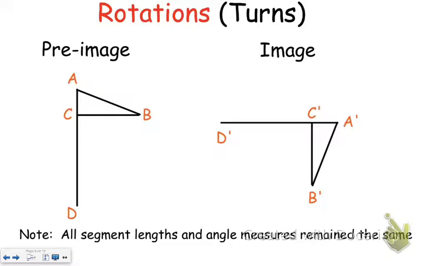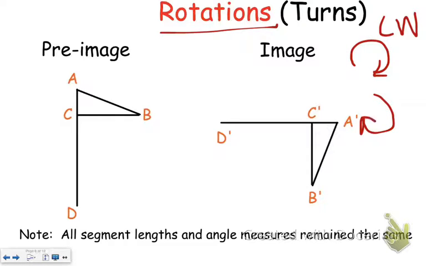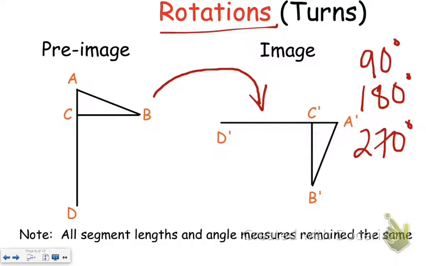Example number 2 is a rotation. And a rotation is when we turn an image, either clockwise or counterclockwise, going the other way. CCW is how we'll notate it. So this image has turned 90 degrees clockwise. We'll talk more about specifics on the degree rotation in a following lesson, where we have a 90-degree rotation, 180-degree rotation, or 270-degree rotation.